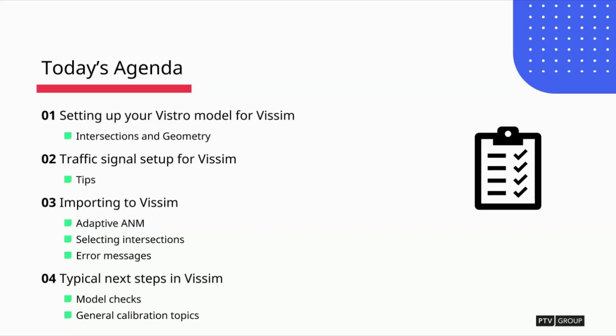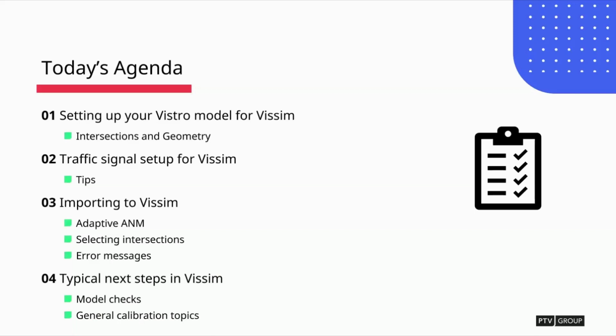Today's agenda: part one is looking at how to set up the Vistro model for Vissim. We're going to do this for a basic case, not necessarily the advanced cases, because we have another PTV talk, which I'll share in a second, where we did more advanced cases. So we'll look at intersections and geometries.